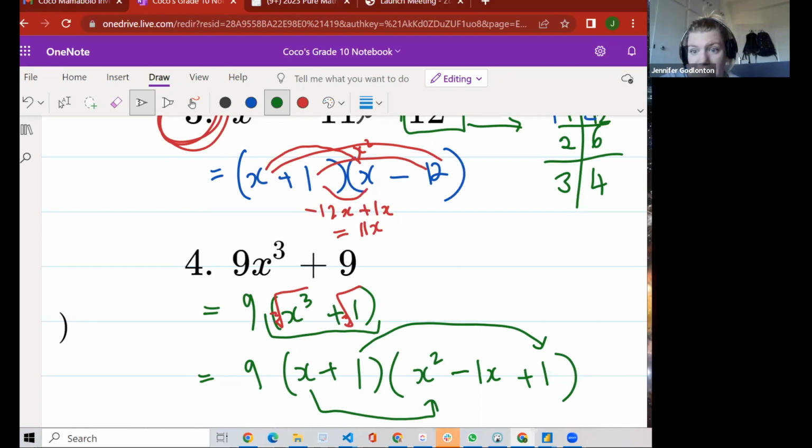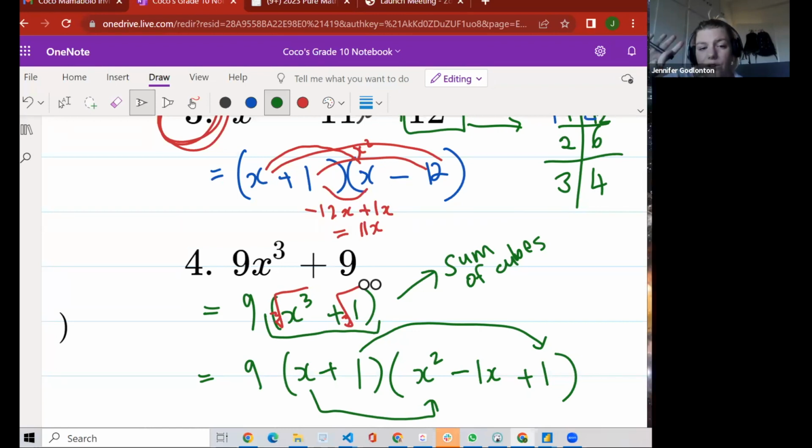Yes, absolutely. So Petty, this is 100% right. You're definitely going to have 9 and then open bracket x cubed plus 1. But when we get to this point over here, we can do something further, because this is called the sum of cubes. And so because it's a sum of cubes, we can do it further.